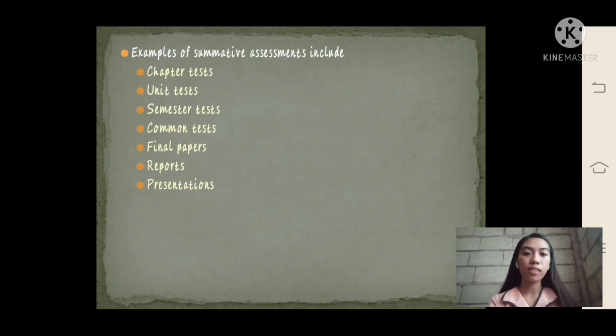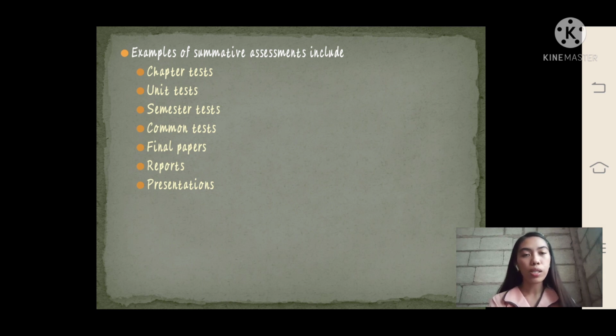So here we have the different examples of summative assessment, which includes chapter test, unit test, semester test, common test, final papers, reports, and presentations. So we'll go on the first, chapter test. As you can remember, chapter test happens at the end of a certain unit or chapter. Unit test and chapter test are the same.